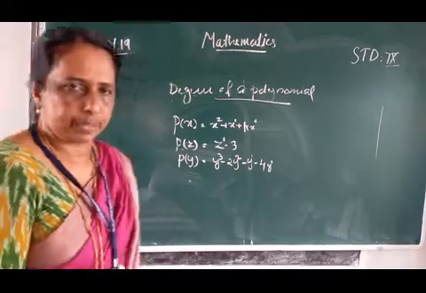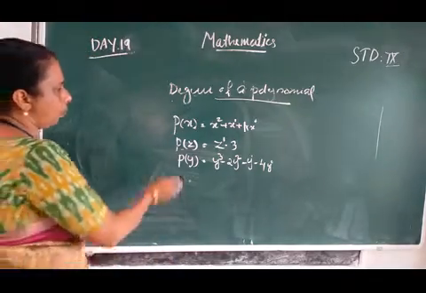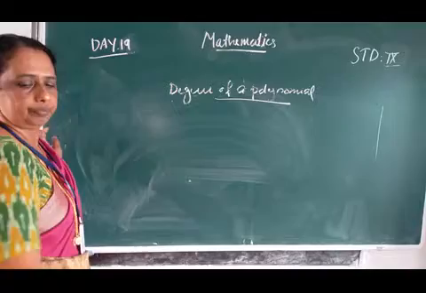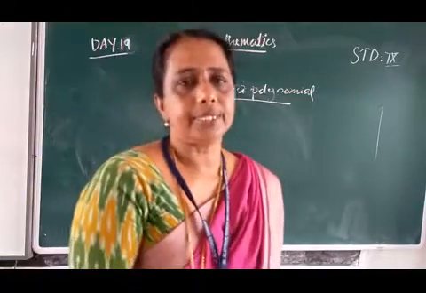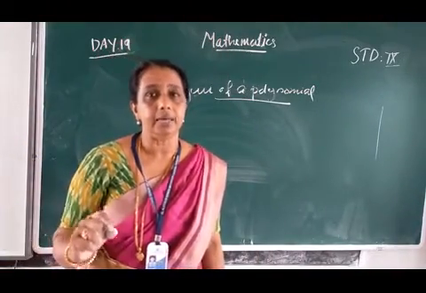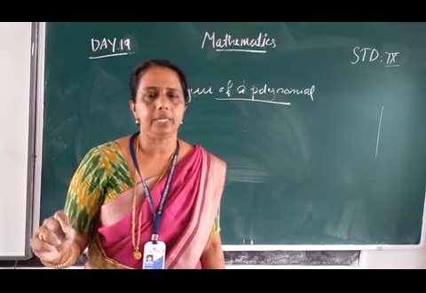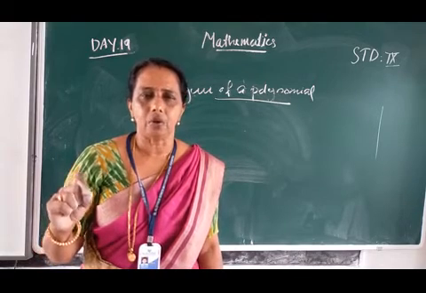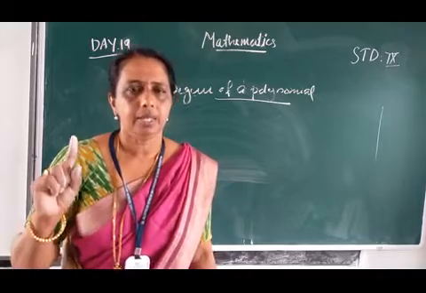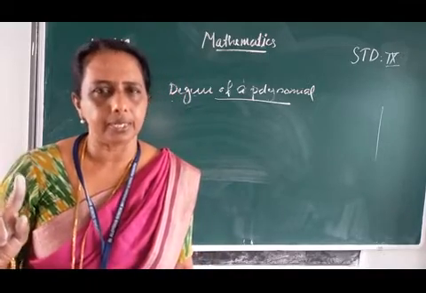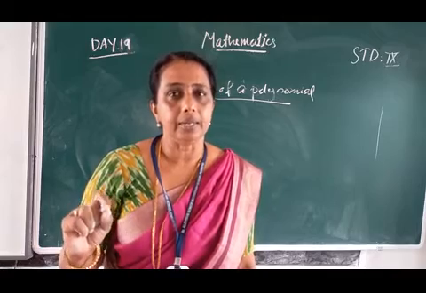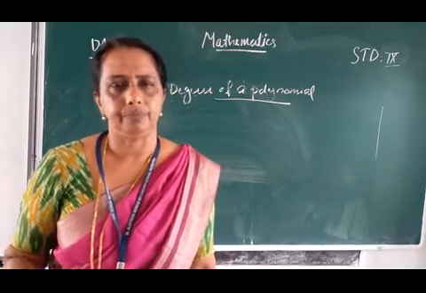Next, we have to study the classification of polynomials based on its degree. The first degree polynomial is called a linear polynomial. That is, if the highest power of the variable in a polynomial is 1, then that polynomial is a first degree polynomial, and that polynomial is called a linear polynomial.